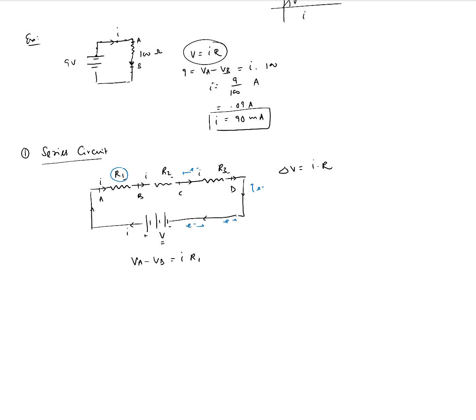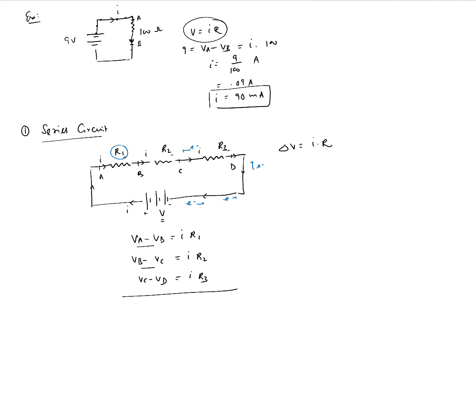What can we say for R2? For R2, the voltage drop across R2 is equal to current times R2, right? So there is a voltage drop happening across each of these resistors. For R3, we can write VC minus VD equal to I times R3. Now we can add all these three equations together and see what we get. So these cancel and we get VA minus VD equal to I times (R1 plus R2 plus R3).